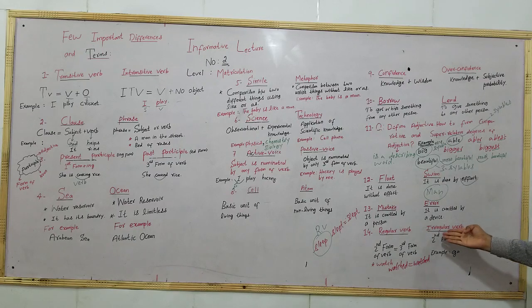Now come towards the term irregular verb. My dear students, when the second form of the verb is not equal to the third form of the verb, it is called an irregular verb. For example, go. Its second form will be went and third form will be gone. So note this term that the second form is not equal to the third form. When the second form is not equal to the third form, this is called an irregular verb.